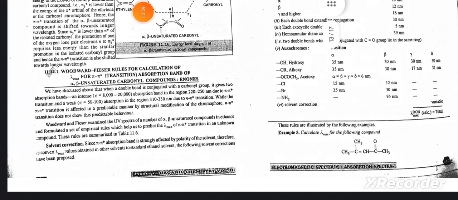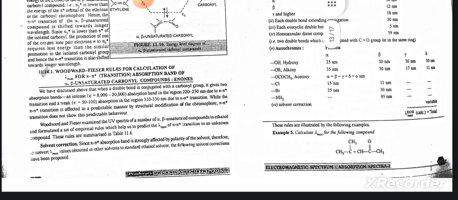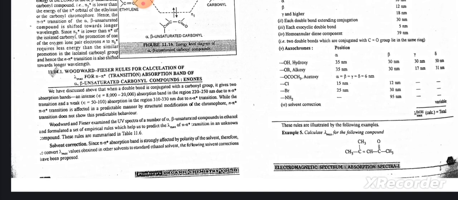Woodward-Fieser rules for calculation of lambda max for the pi to pi star absorption band of alpha beta unsaturated carbonyl compounds, aldehydes and ketones. We have discussed above that when a double bond is conjugated with a carbonyl group, it gives two absorption bands: an intense absorption band in the region 220 to 250 nanometers due to the pi to pi star transition, and a weak absorption in the region 310 to 330 nanometers due to the n to pi star transition. While the pi to pi star transition is affected in a predictable manner by structural modification of the chromophore, the n to pi star transition does not show this predictable behavior.